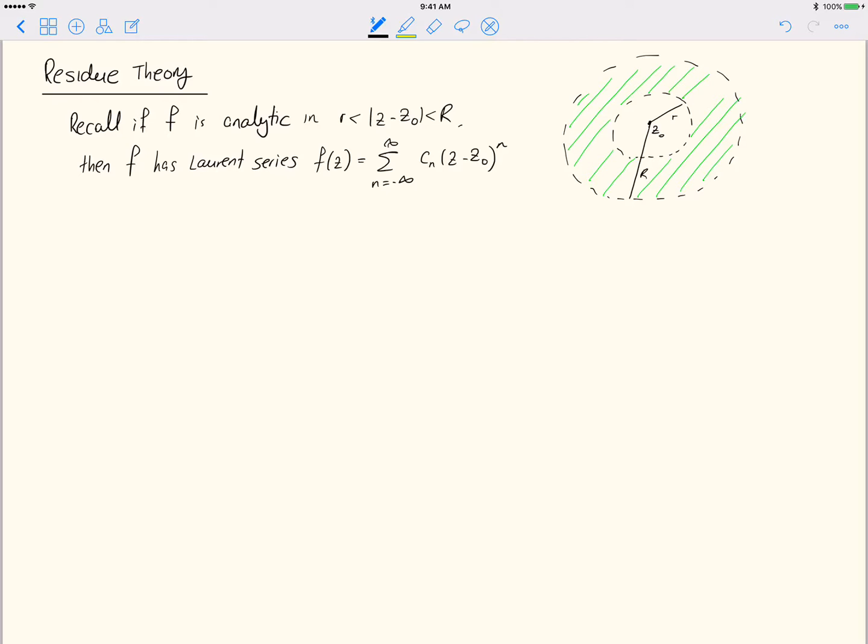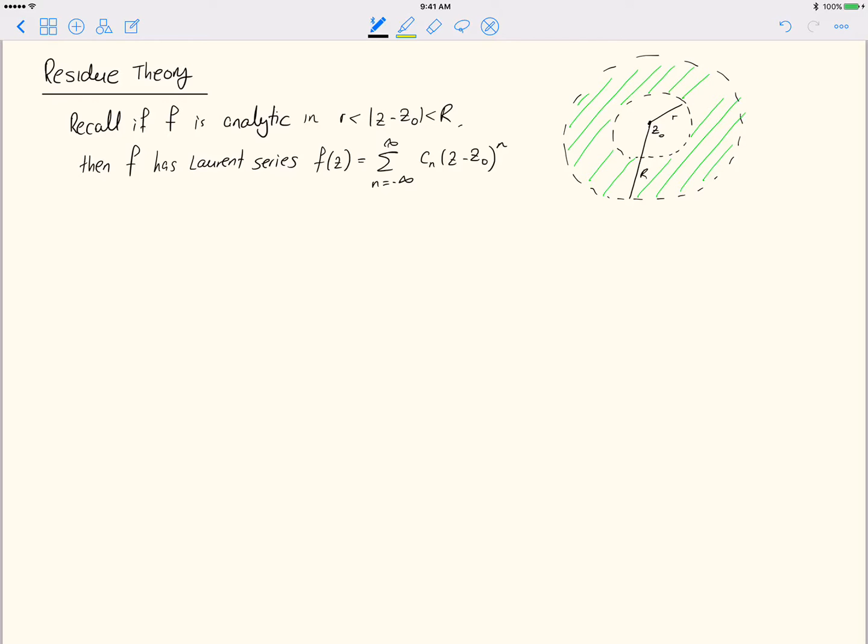So recall that if you have a function f, so let's say f has an isolated singularity at z0. If f is analytic in some annulus which surrounds z0, like the green region I've shaded here, so the inner circle radius r, outer circle radius capital R, then I can write f as a Laurent series, as a series which could possibly contain negative powers of z minus z0. So this we know so far.